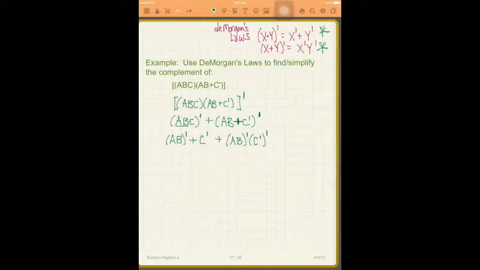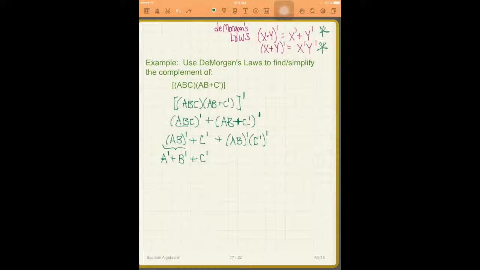Then from that step, I can keep going with De Morgan's law. I have A, B, and C prime. What I can do next is use the first one I've written down, where I have a product. The product's complement is the sum of the complements. So I get A prime plus B prime complement. I say prime because that's the notation there, but it's a complement. So it's A complement plus B complement, and then remember we still had C complement.